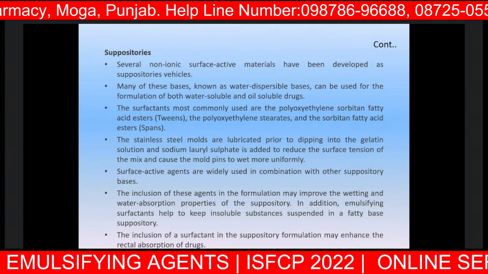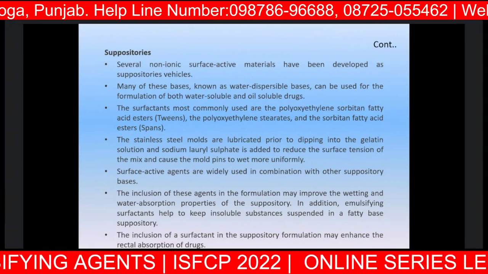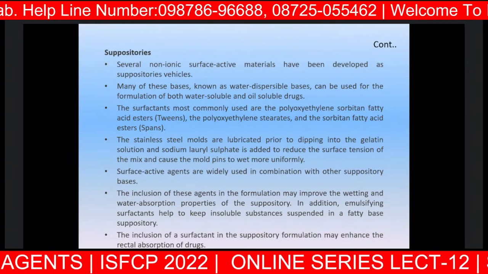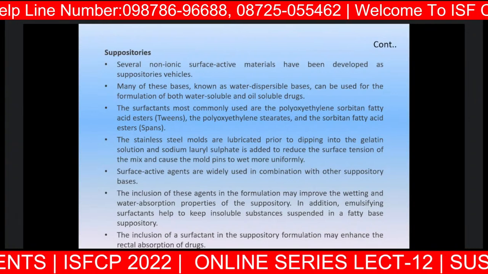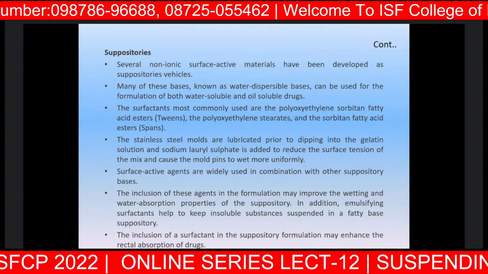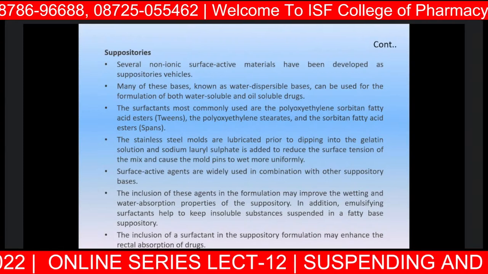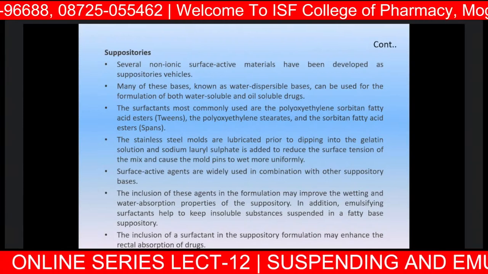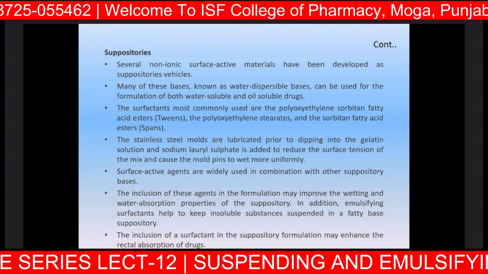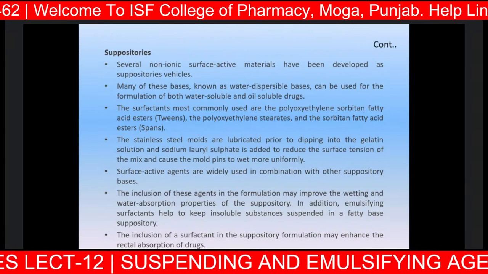Surface active agents are widely used in combination with other suppository bases. The inclusion of these agents in the formulation may improve the wetting and water absorbing properties of the suppositories. In addition, emulsifying surfactants help keep insoluble substances suspended in the fatty suppositories. The inclusion of surfactants in the suppository formulation may enhance the rectal absorption of the drug.